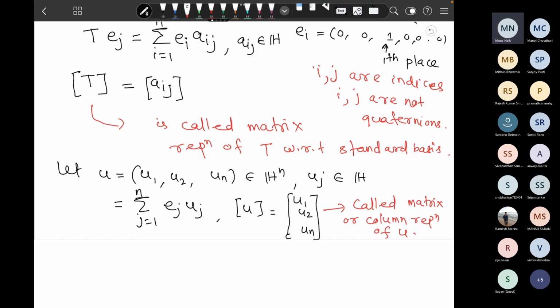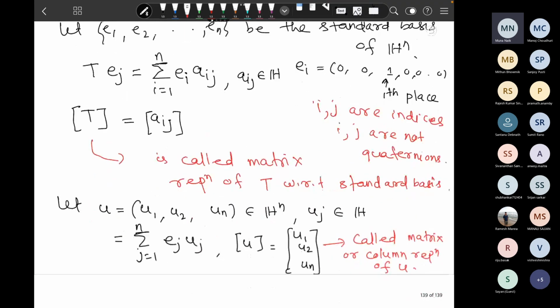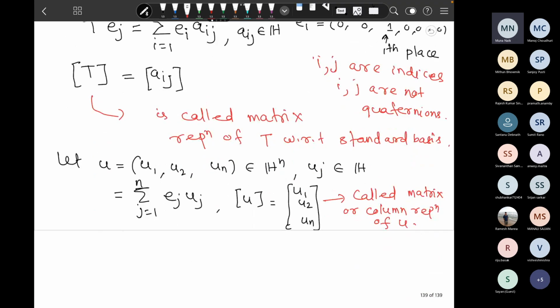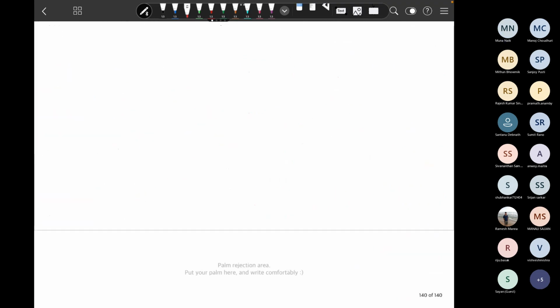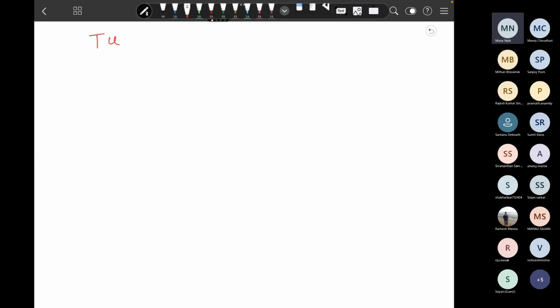Now I want to show whether this linear operator acts like matrices. So I want to investigate that. For that reason, I first look at Tu, the action of T on u, and I look at its column representation. I want to say whether this is the same thing as the matrix times the column of u. This is my claim. And what is Tu?